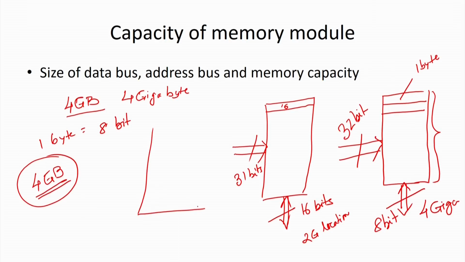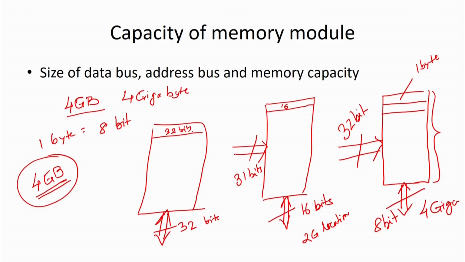Now, again I am going to consider a memory module with 4 gigabyte capacity, but the organization is different. In that organization, I can say the size of my data bus is, say, 32 bits. That means in every memory location I can store 32 bits of information. Since it is 4 gigabyte and in one memory location I am storing 32 bits, that means I am storing 4 bytes.